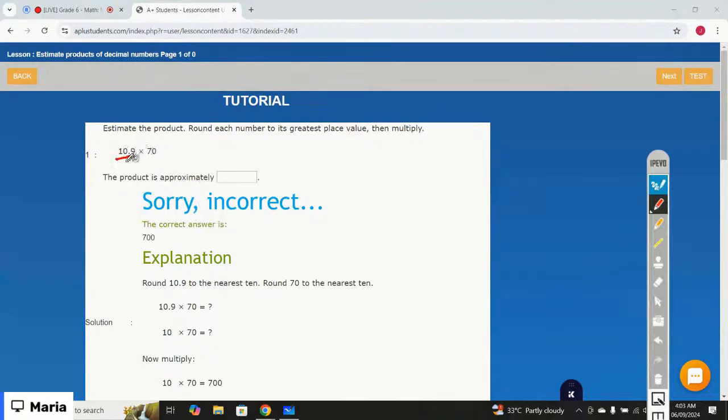So you have 9, 9 is greater than 5, right? That means you need to round up. So 10.9 is rounded to 10. You have to do 10 times 70. 10 times 70 is 700. The correct option is 700. No, not 700.9, just 700 it is. You have to estimate the product.